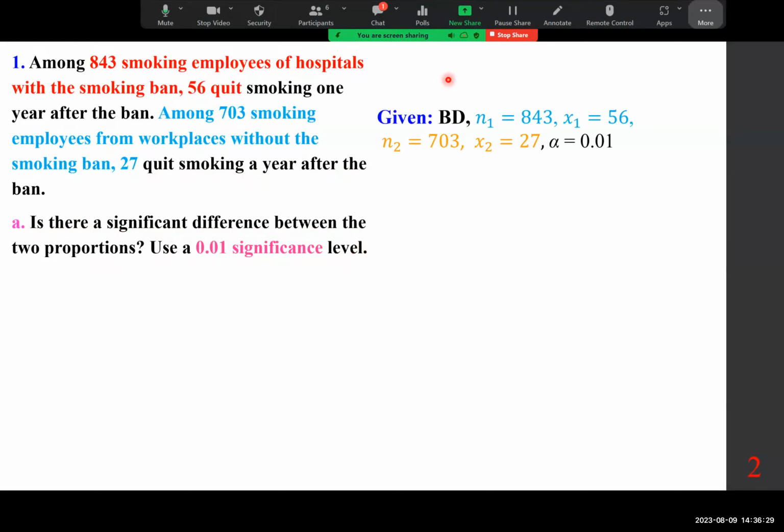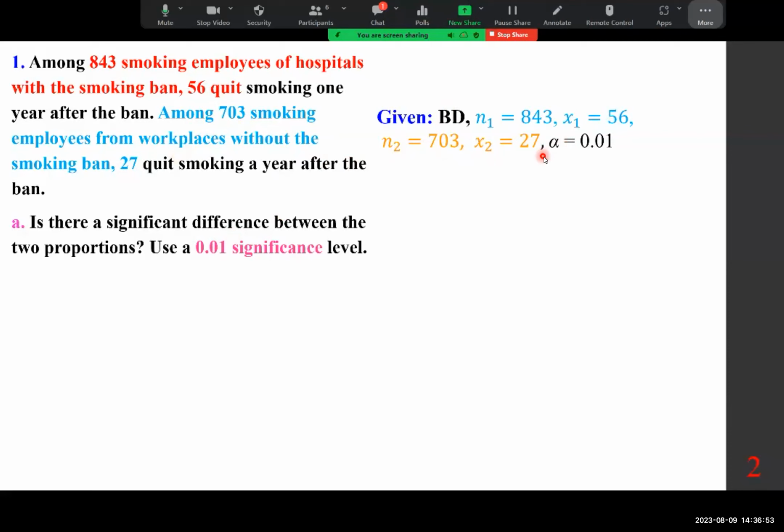I can't emphasize how important it is to write this. BD, N1 is 843. X sub 1 is 56. N2 is 703. And X sub 2 is 27. This represents alpha. So this is the given.